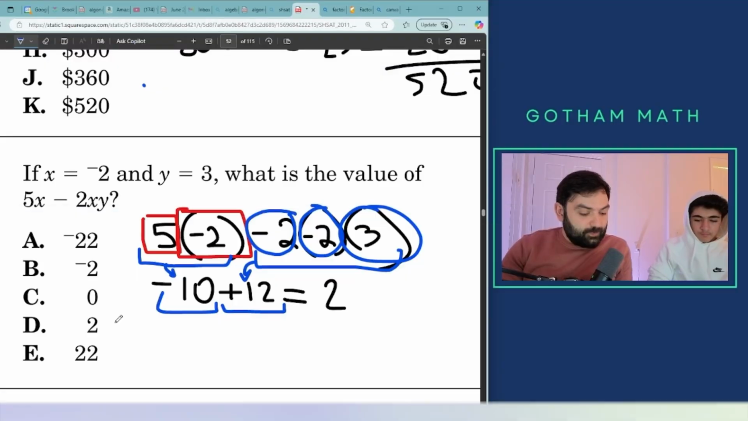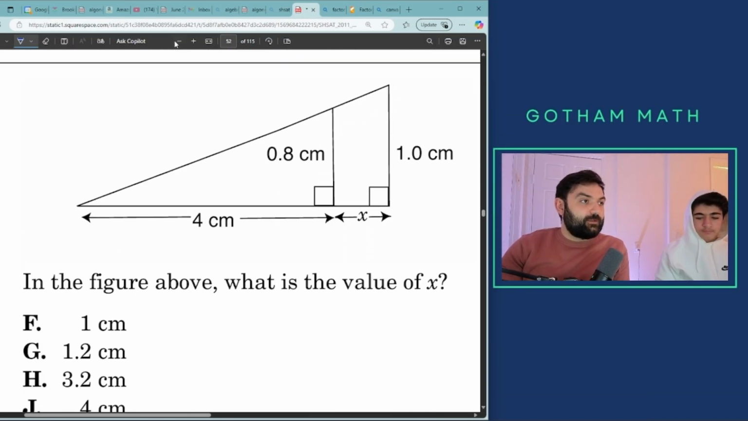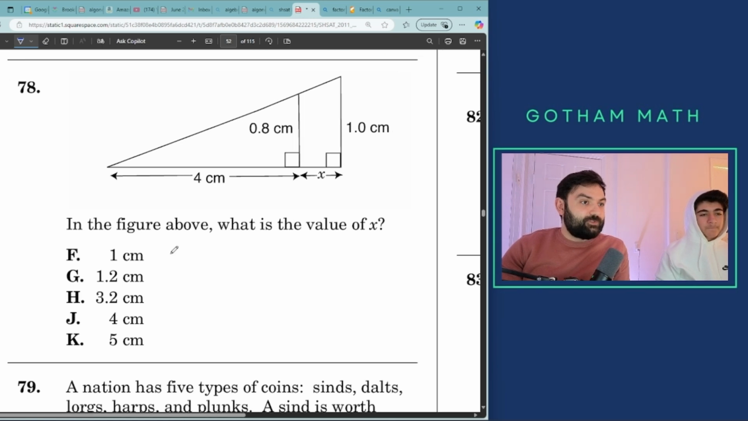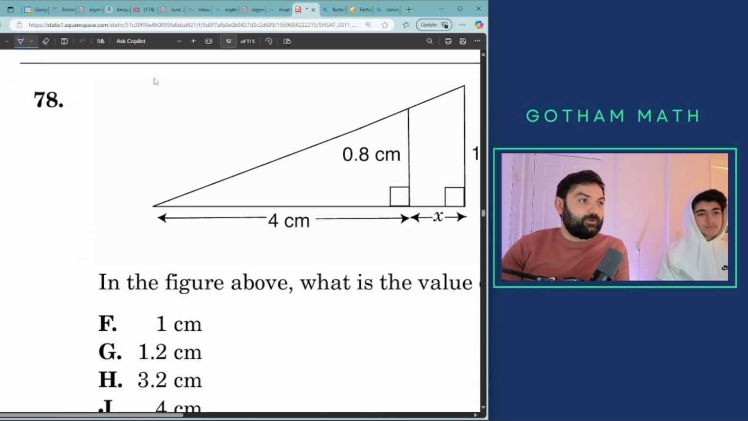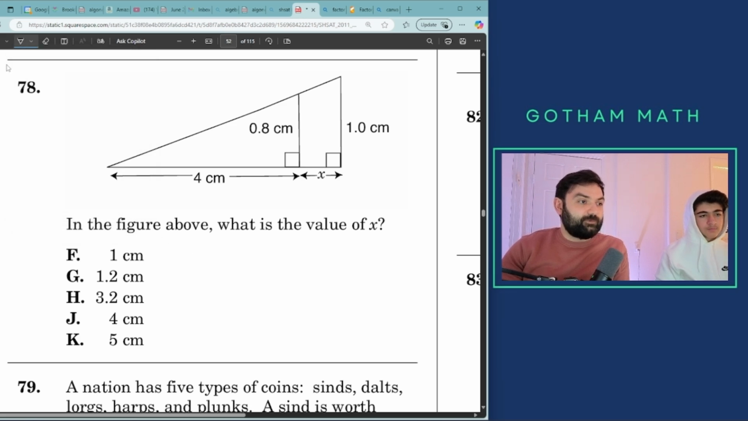All right. I want to do one more before we finish. One more question is going to be the geometry question. I don't think that they even put something like this on recent tests, but we'll do it.